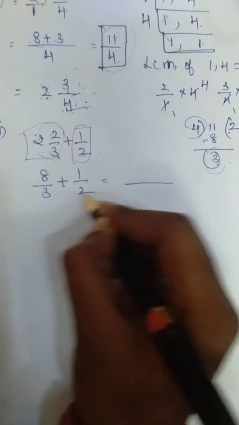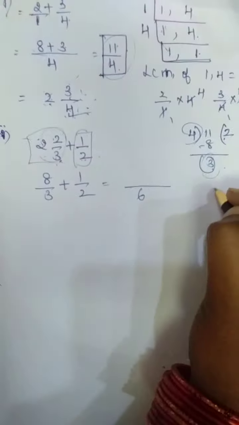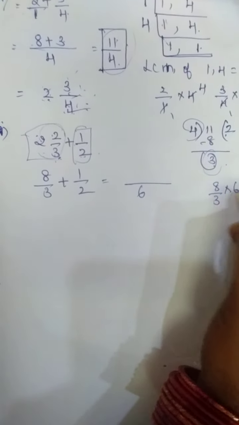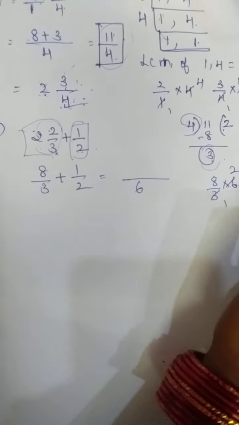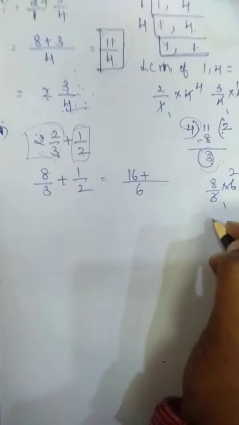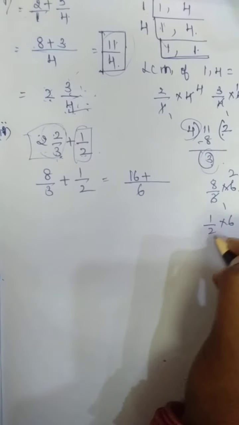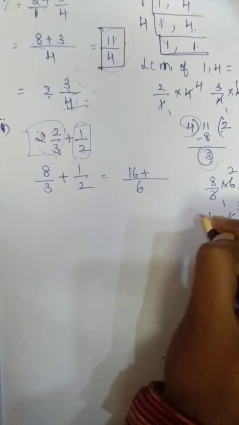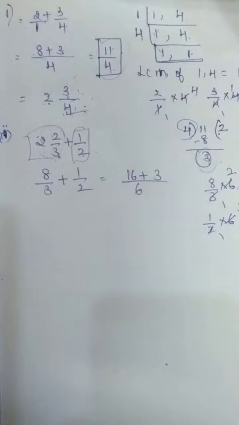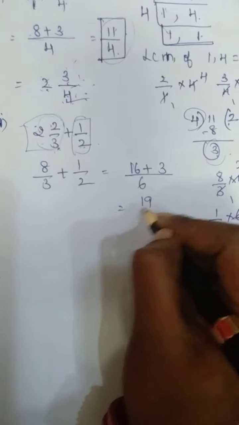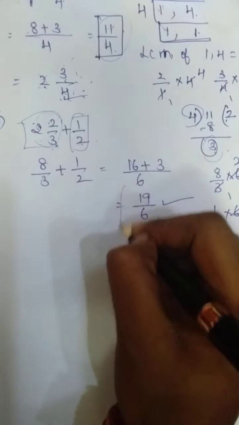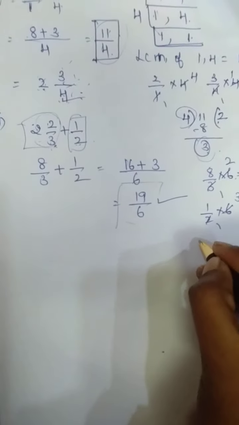From here do the LCM. LCM is 6. Now 8 by 3 into 6 is 3 ones are 3, 3 twos are 6. 8 into 2 is nothing but 8 twos are 16, plus 1 by 2 into 6. 2 ones are 2, 2 threes are 6. 1 into 3 is your 3. Okay, now 16 plus 3 is your 19. 19 by 6 is your improper fraction. Now this can be converted into a mixed fraction.